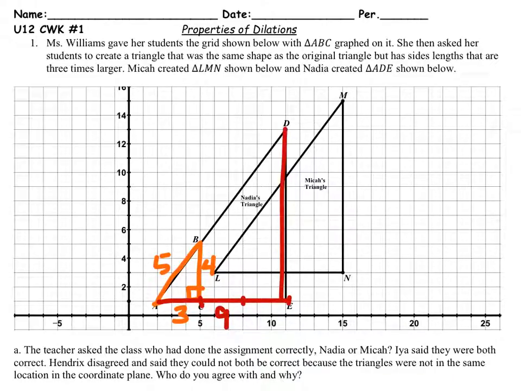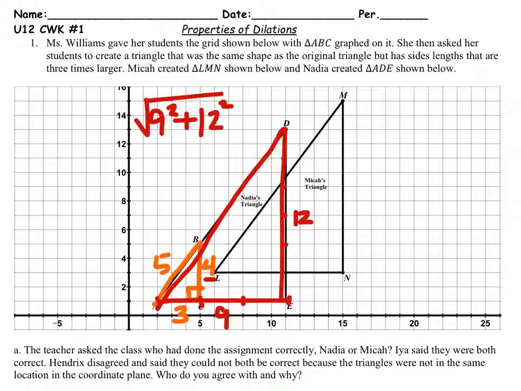What about E to D? How long is it? Well, let's count. 2, 4, 6, 8, 10, 12. And is 12 3 times as big as 4? Yes, it is. So far, it's working. Well, what's the length of A to D? We could use the Pythagorean theorem on these, right? Square root of 9 squared plus 12 squared, bam, 15. So its length is 15. Is 15 3 times as big as 5? Yes. So Nadia, we know, has done this correctly.